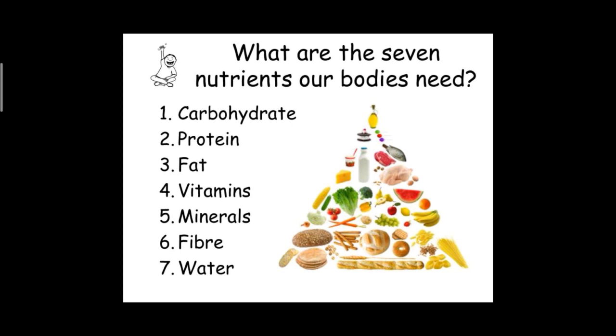What are the 7 nutrients which are required by our body? These are the 7 nutrients which we have already discussed in chapter 1. Carbohydrate, protein, fat, vitamins, minerals, fiber and water. In page number 11, there is a space for writing these nutrients. You can include these nutrients in the page.